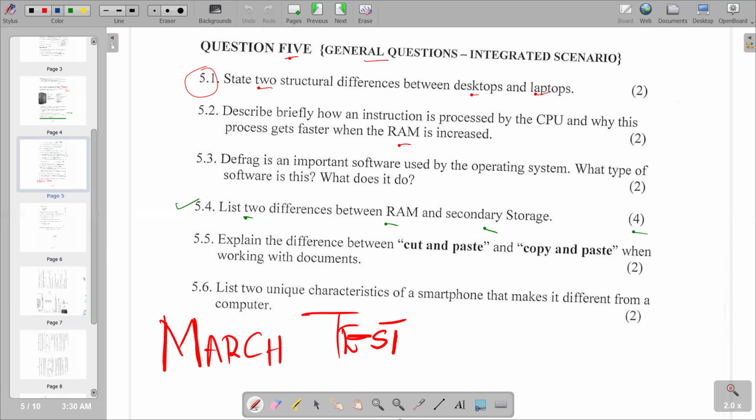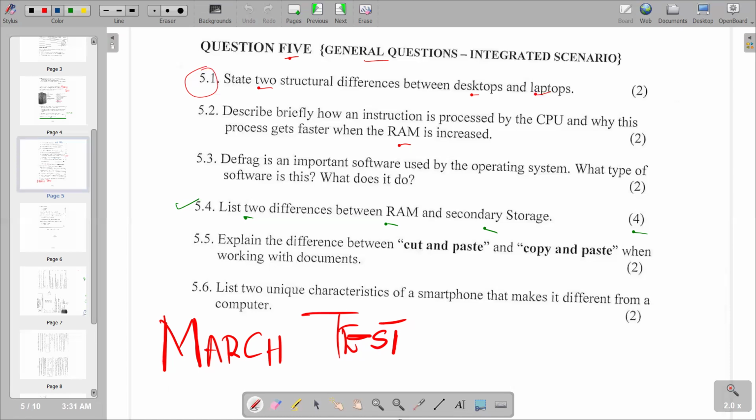When you're copying and pasting, the item that we are copying remains in the location that you are copying it from. And when we paste it, we are going to have more than one occurrence of that item. In other words, we now have two items, which is different from cut and paste.